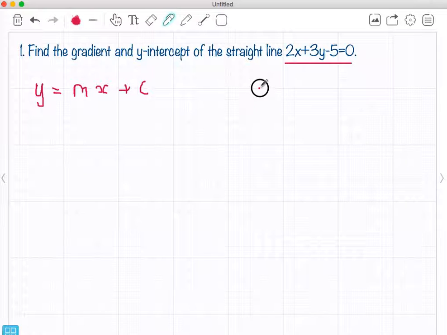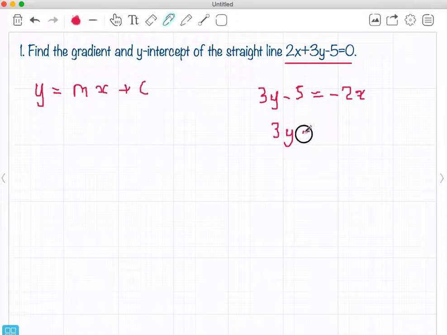So first of all, I'm just going to say that this is 3y minus 5 equals, and I'm going to take that 2x from both sides, so it's now 2x. Now I'm going to add 5 to both sides. 5 take away 2x, and I'm almost there with getting it as y equals. So now y equals, and I have to divide both of these by 3, so it becomes 5 over 3 minus 2x divided by 3.